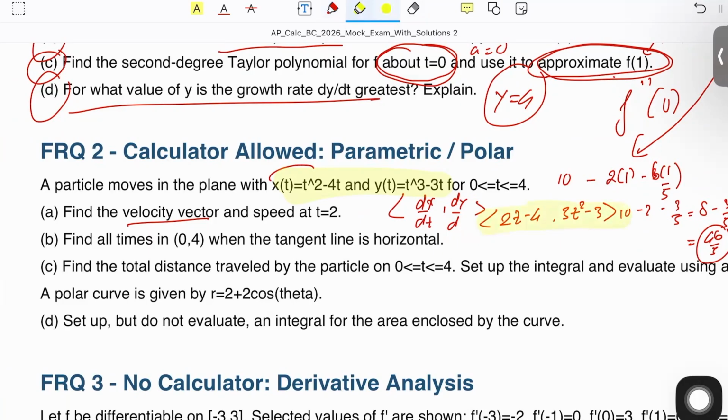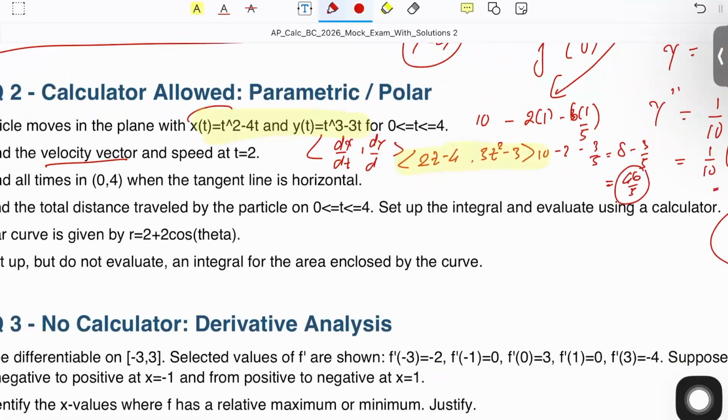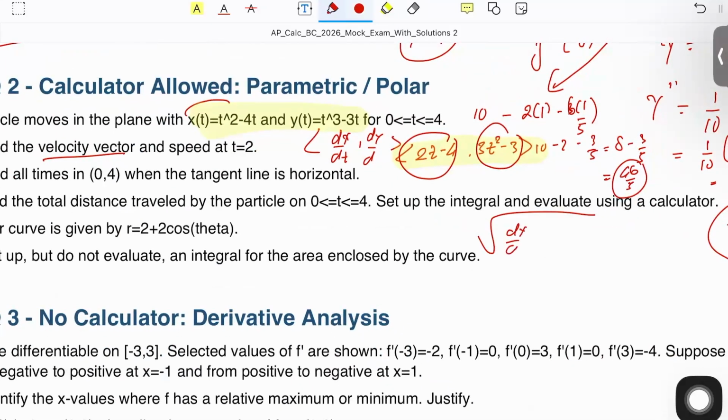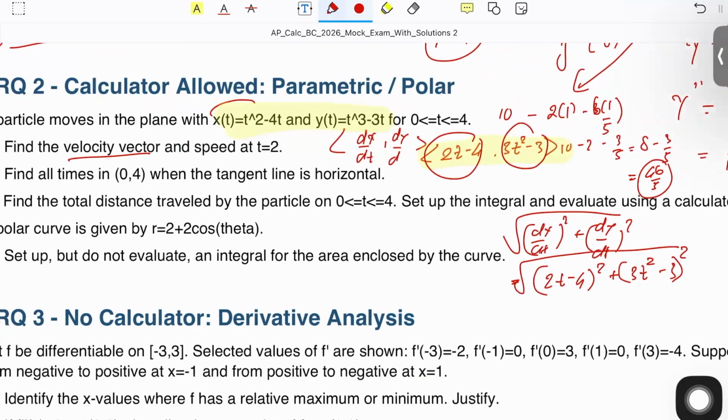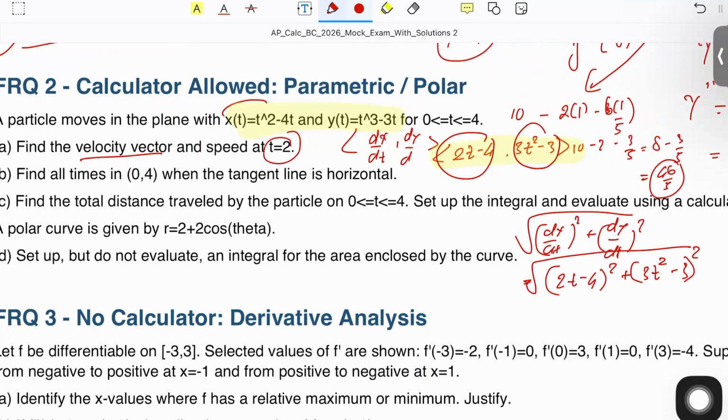Okay, so this is the velocity vector. And the speed, you square each component and add them. The same thing as (dx/dt) squared plus (dy/dt) squared. So I'm going to square this: (2t minus 4) squared plus (3t squared minus 3) squared, everything under a square root. But you don't need to expand them because you can just plug in t equal to 2.